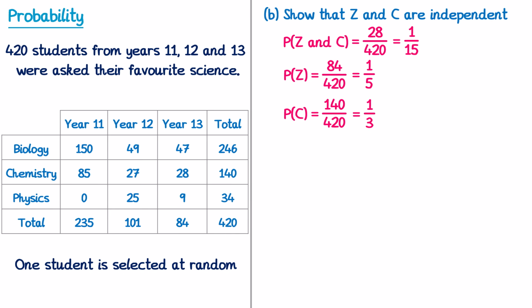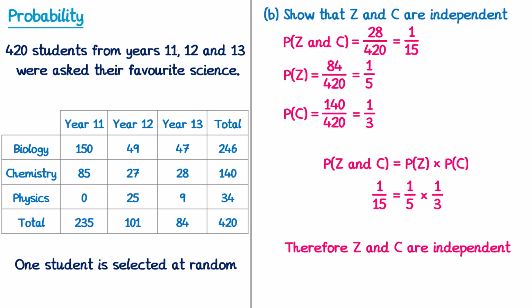Since we've been asked to show these events are independent, we need to show that this formula holds. So the probability of Z and C, which is 1/15th, needs to be equal to the probability of Z, which is 1/5, multiplied by the probability of C, which is 1/3. And of course, 1/15th is the same as 1/5 multiplied by 1/3. So we've now shown that these two events are independent.